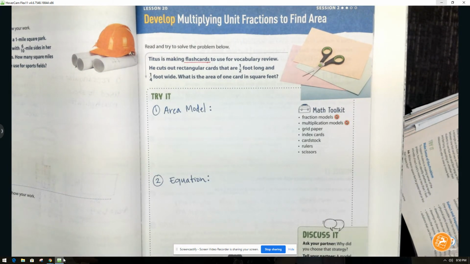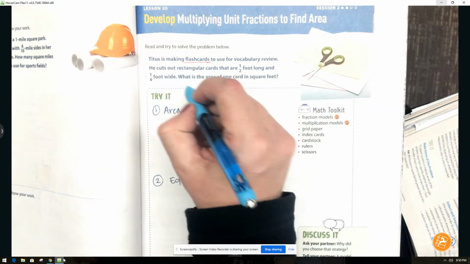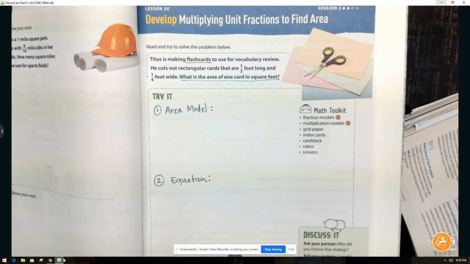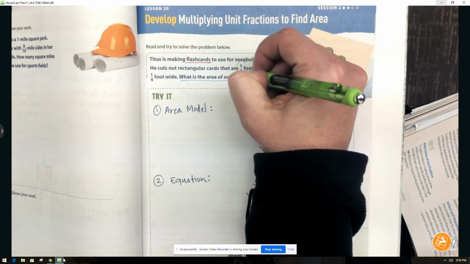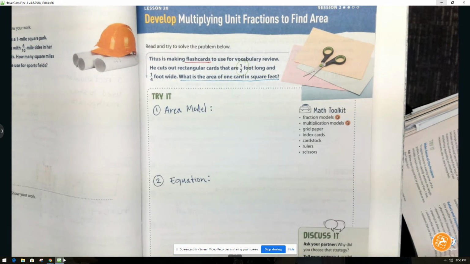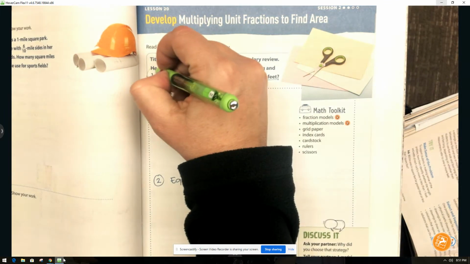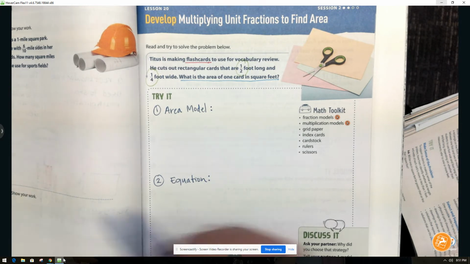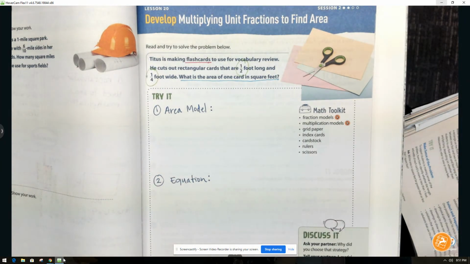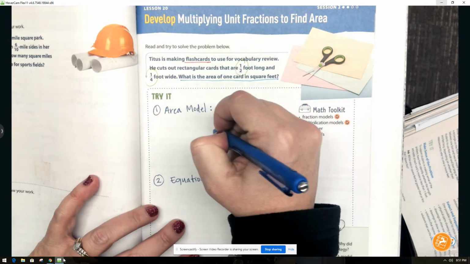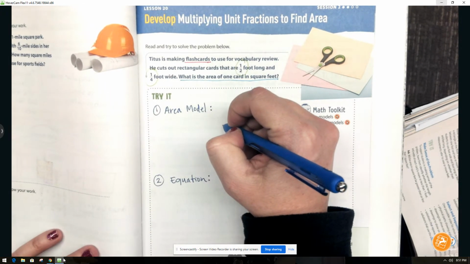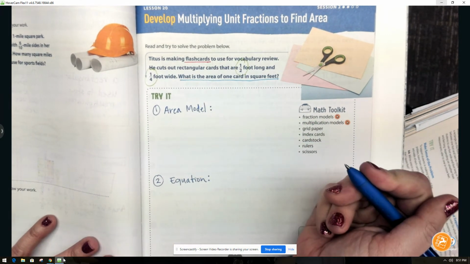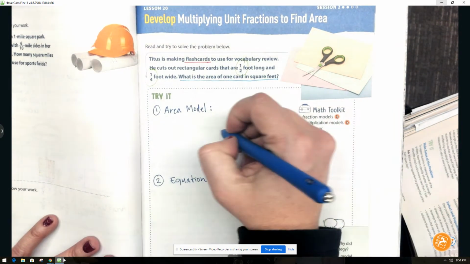Now, what is it that we're trying to solve? We want to know what is the area of one card in square feet. And then the important information is that one side of the flashcard is 1/2 of a foot, and the other side of the flashcard is 1/4 of a foot. So to draw the area model, the first thing that I'm going to do is draw my rectangle. Now, you don't have to draw this to scale. You can just draw a rectangle because you're going to be breaking it apart into pieces, but it doesn't really matter.